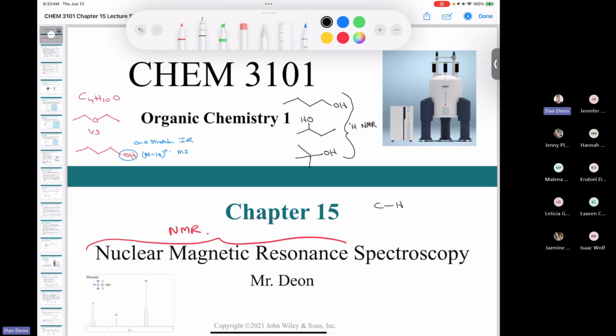Give me a thumbs up if you're with me on the reason why we study NMR. Okay, it's not about functional groups this time. It's not about mass. It's about the way the actual molecules are connected together.